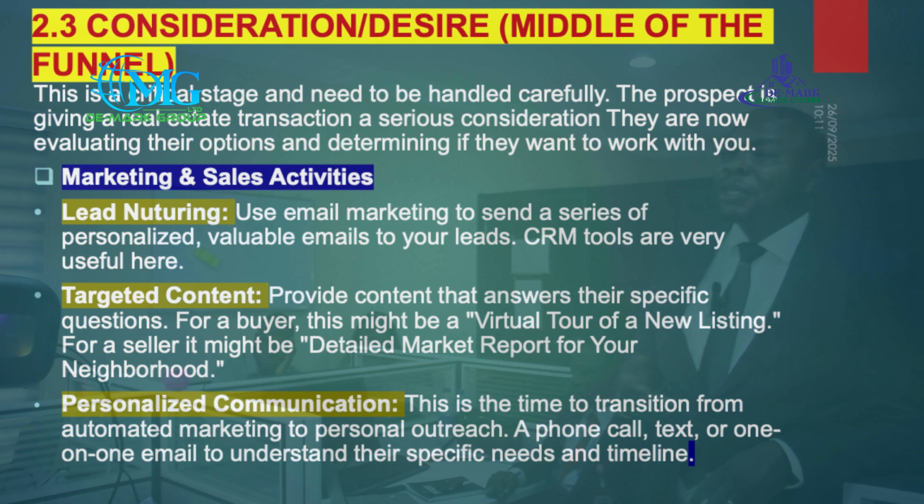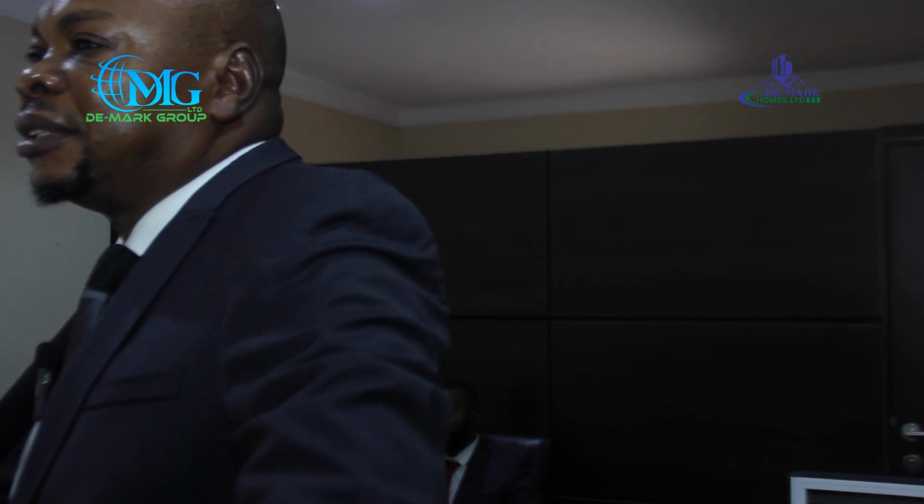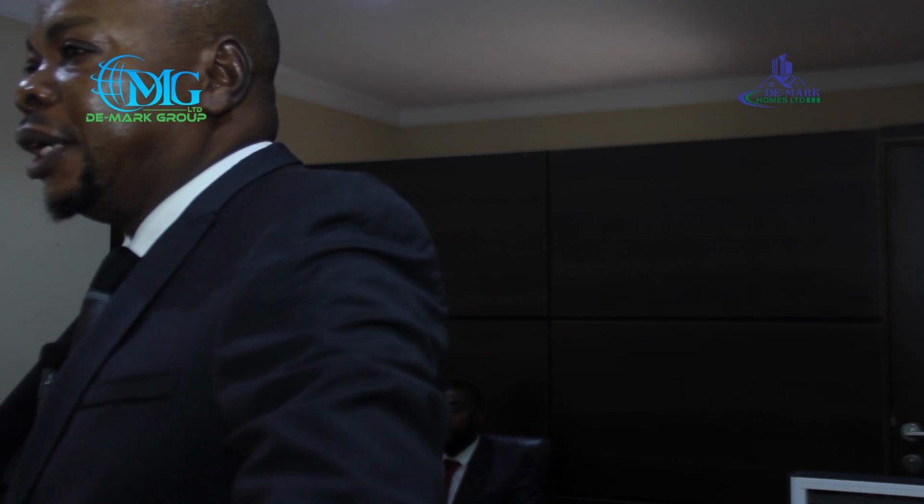The person can become aware of your brand, know your products and services, know that you have a lot of land to sell in Gardening, you have a shopping mall in Valenta, but the person has not made up his or her mind that he wants to work with you or your organization. So at this stage, if the person has reached this stage, what will you be doing? This is where you do proper marketing and sales. Lead nurturing. Use email marketing to send a series of personalized, valuable emails to your list.